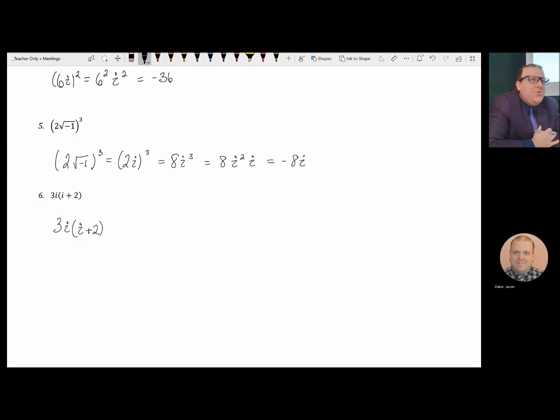Three i times i plus 2. Distribute. It'll be 3i times i, which is just 3i squared, plus 3i times 2. We get negative 3 plus 6i.